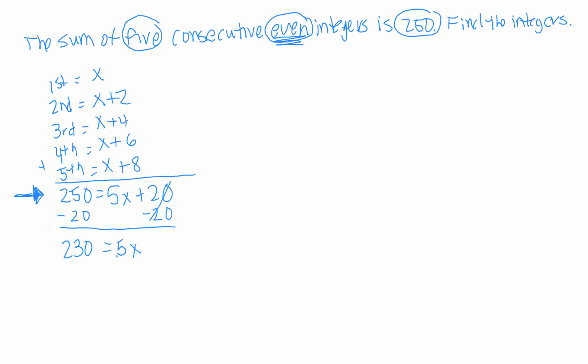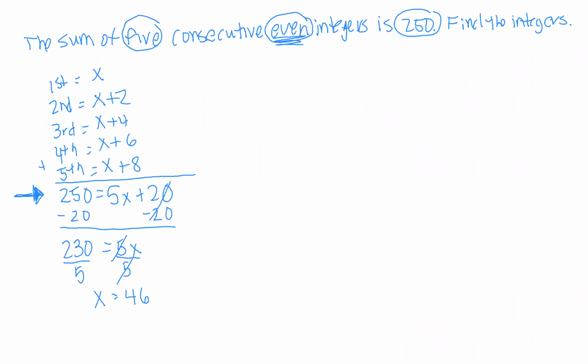And 230 divided by 5 is 46. Now, right here, to get the x alone, we need to undo the multiplication of 5 and x. So we divide. Make sure you divide on both sides. The 5's here beside the x cancel. That leaves just a 1x. And then 230 divided by 5 is 46.